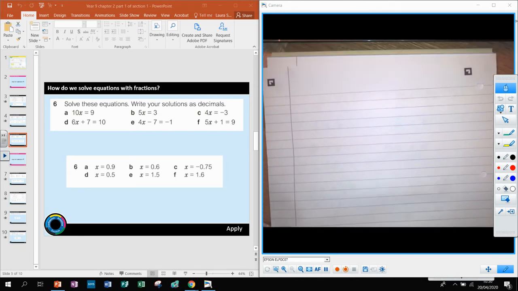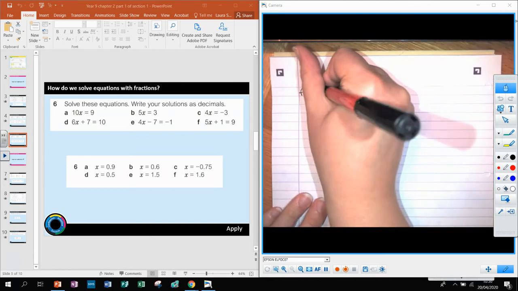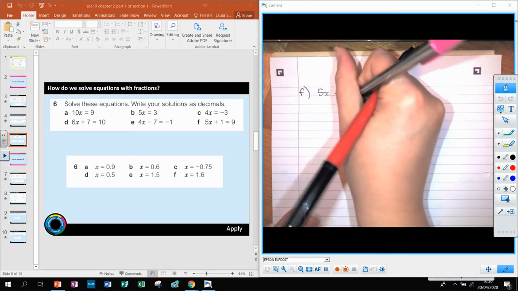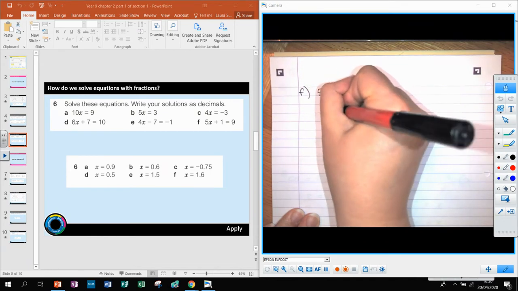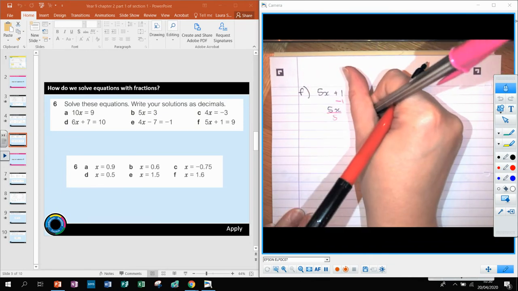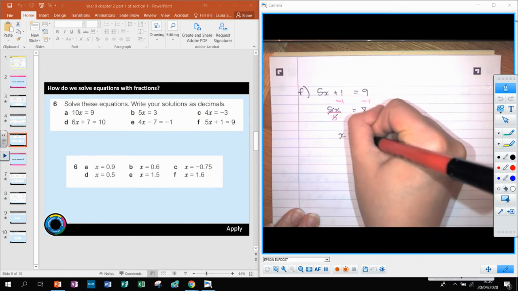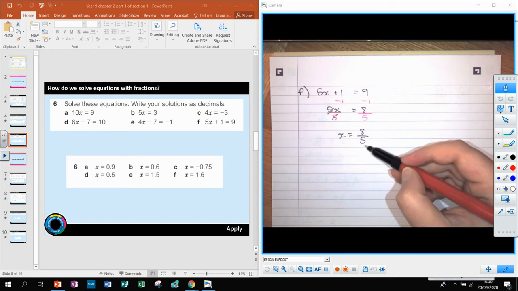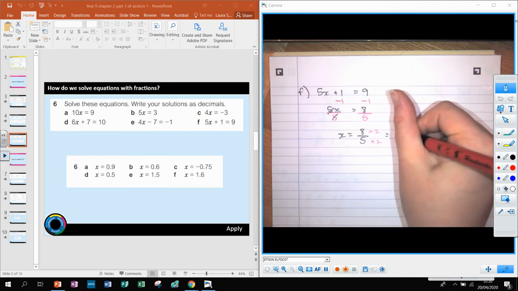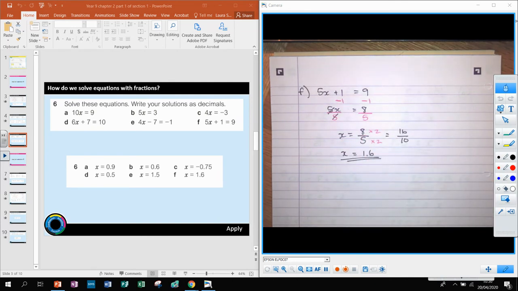Okay. And finally, for part F, we have 5x plus 1 is equal to 9. Okay, we're going to take away the 1 from both sides, and that gives us 5x is equal to 8. If we then divide by 5, this gives us, cancel that out, x is equal to 8 over 5. Now, again with decimals, it's a bit easier to be over 10, so let's change this to 16 over 10, which means our final answer is 1.6 as a decimal.